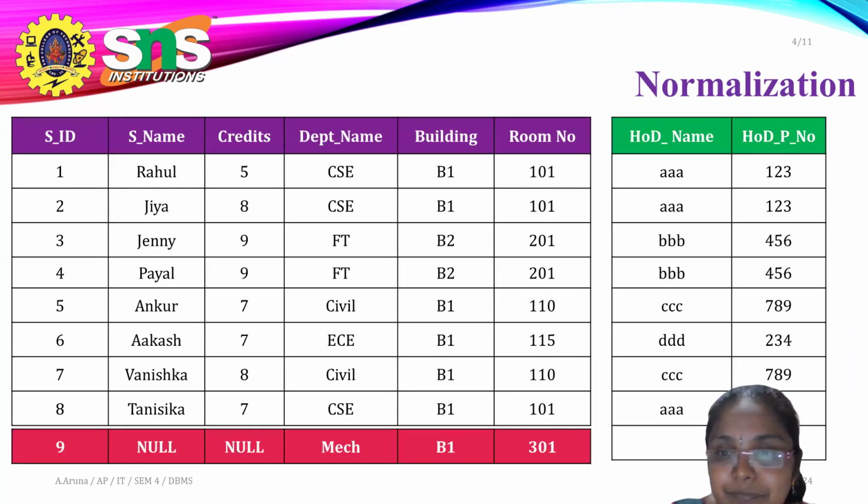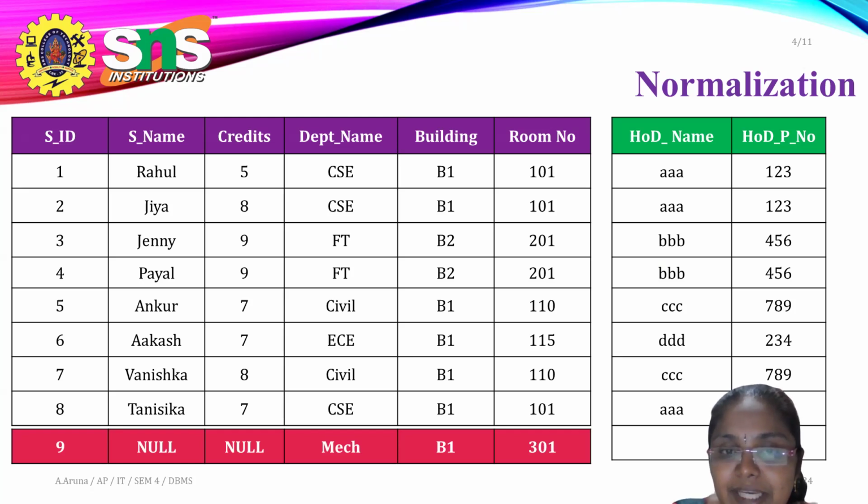For example, if I want to change the HOD phone number in this particular table, I'm going to update the HOD phone number. So I'm going to normalize this table into a different table, for example, HOD name and HOD phone number. In this, I can have the HOD of CSC, the HOD of IT. So in this particular record only, I can update. I don't need to search everything.